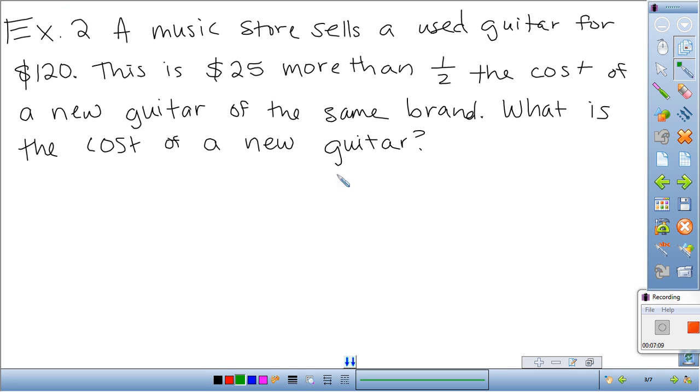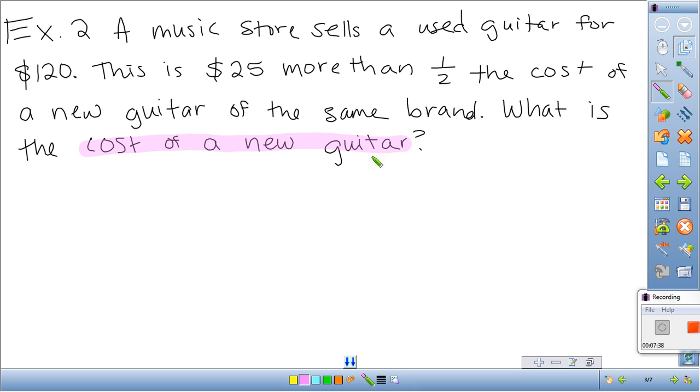Example 2. A music store sells a used guitar for $120. This is $25 more than 1/2 the cost of a new guitar of the same brand. What is the cost of a new guitar? So since they're asking us to solve for something, that means there must be something we don't know, and we need to create an equation with it. It says, what is the cost of a new guitar?